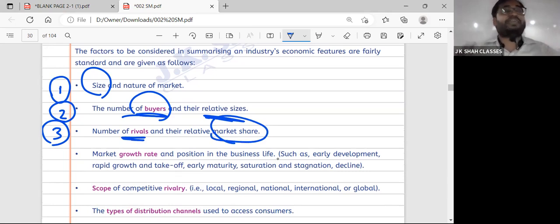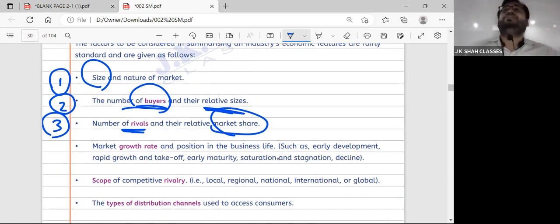Number three, competitors and their market share. If you want to enter into real estate business, who will be your competitor? What is their market share? If you want to enter into gems and jewelry, who will be your competitors? What will be their market share? If you want to enter into apparels, who will be your competitors? What will be their market share? First 3 points.